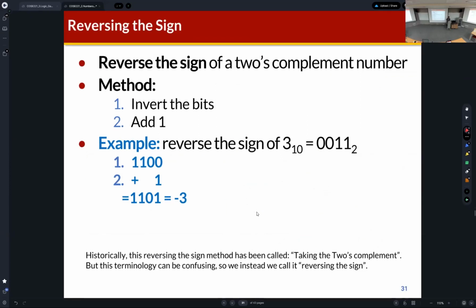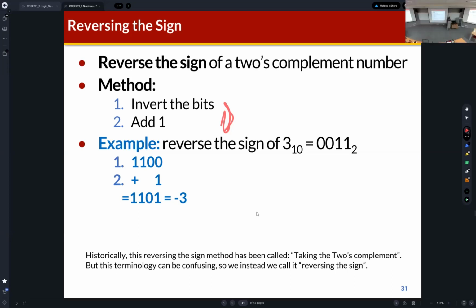So we can reverse the sign using this method. So you also need to memorize reversing the sign of the two's complement number system. So first we need to invert all bits of the number and then just add 1.